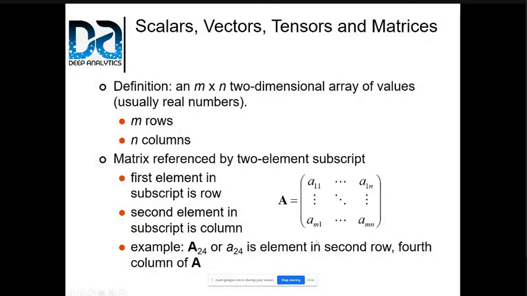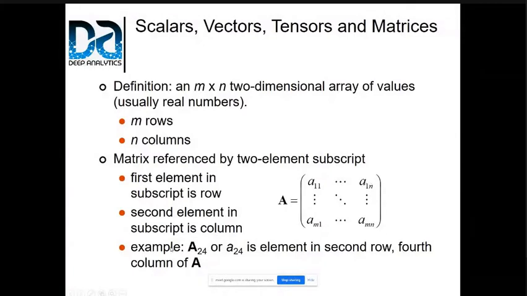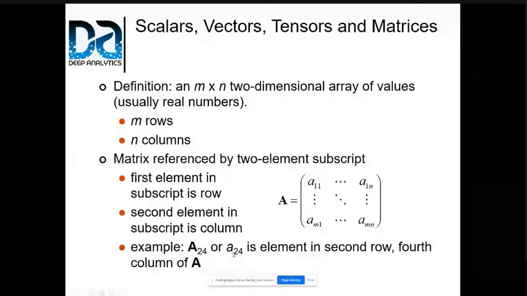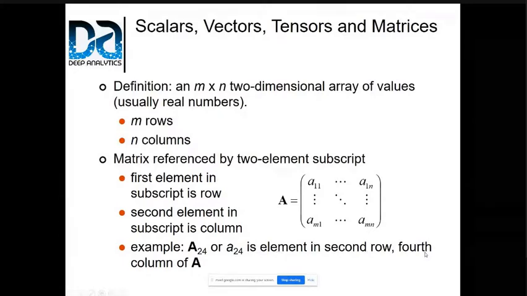Going row-wise, the first element in the subscript is the row, this one A11. The second element in the subscript is the column, which is A12 up to A1n. So, for example, A24 is the element in the second row, fourth column.